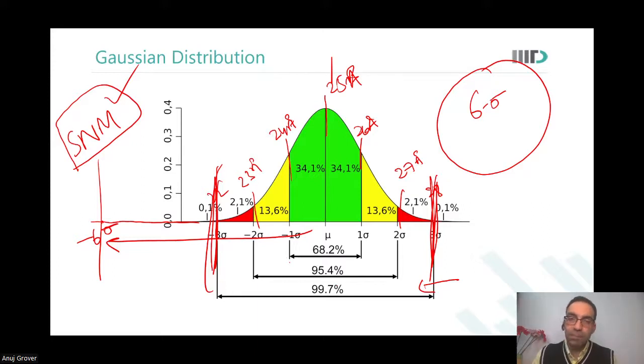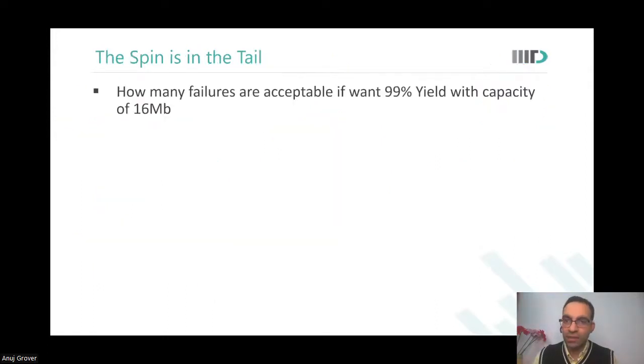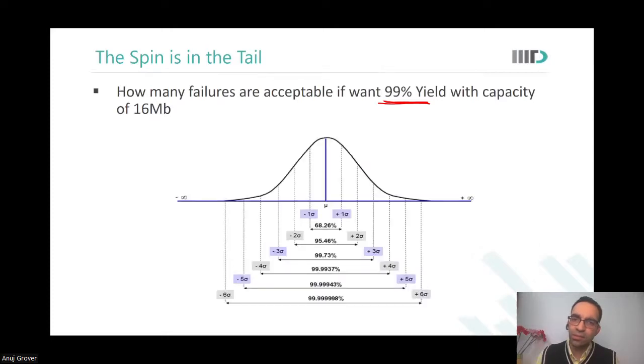Since the number of samples that we have to account for in memories is much, much higher. Suppose I want 99% yield with a 16 megabit capacity. What is the number of failures that are acceptable? You will see that for a 16 megabit capacity, I need to go to 6 sigma extent to ensure a 99% yield.